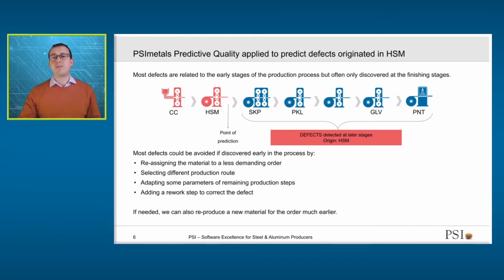The problematic about defects is that they are mostly not visible directly after they have been created. In the shown application, we predict defects which originated at the hot strip mill, but which are not visible until the finishing lines. By knowing this defect earlier, we can save value and have a chance to act on it directly. For example, we can reassign the material to a less demanding order, or we can add a rework step to correct the defect. Anyway, saving time to know that there could be a defect on this material will also save value and give you chances to act on it.